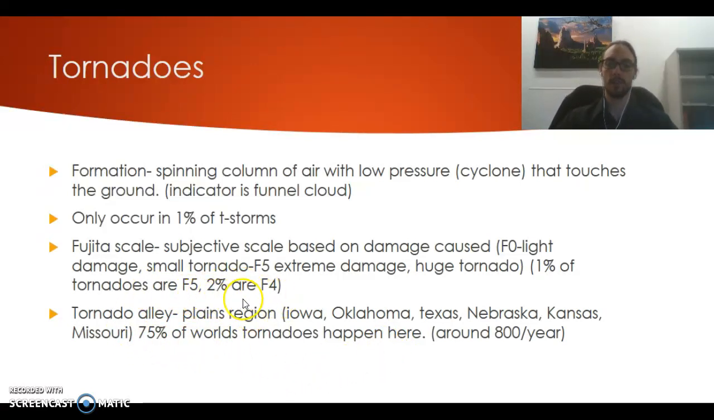That's a plains region where we get this mixing of air due to our jet stream. That's in Iowa, Oklahoma, Texas, Nebraska, Kansas, and Missouri. So we get around 800 tornadoes a year in that area alone. And that's 75% of the world's tornadoes.